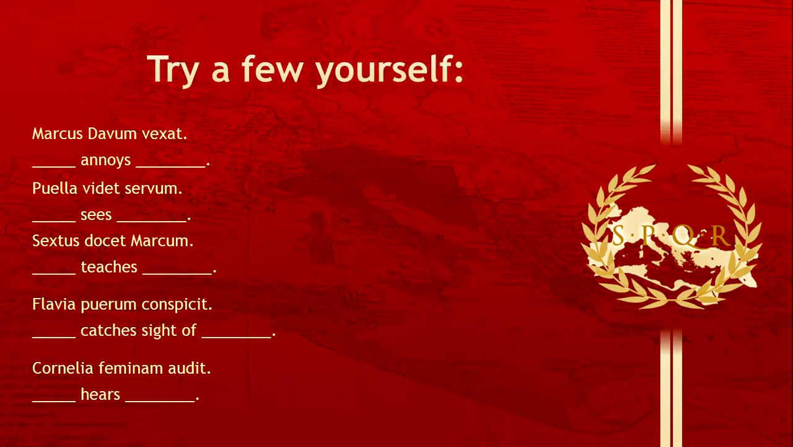Okay, now that you've had a few examples, this is your chance to try it yourself. As I mentioned, I'll give you the verb. All the verbs are transitive in this particular situation, and your job is to figure out the subject and the direct object of each sentence. So our first one is Marcus davum vexat. The proper answer is Marcus annoys Davos.